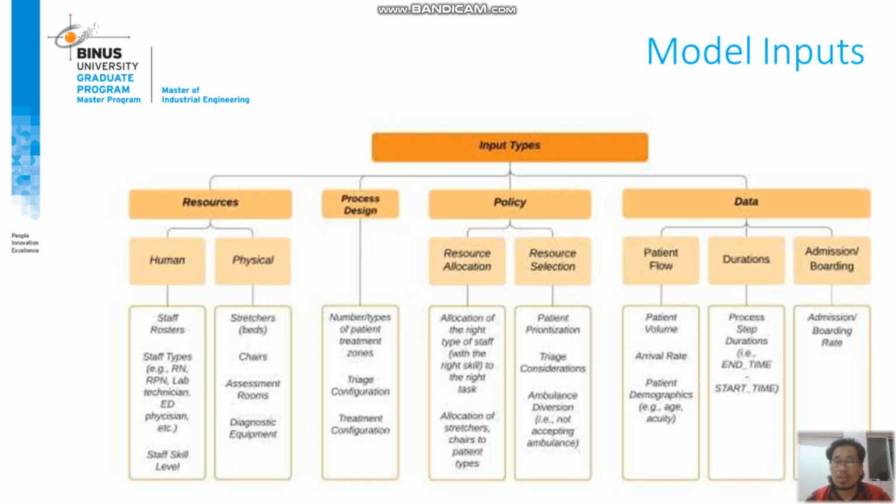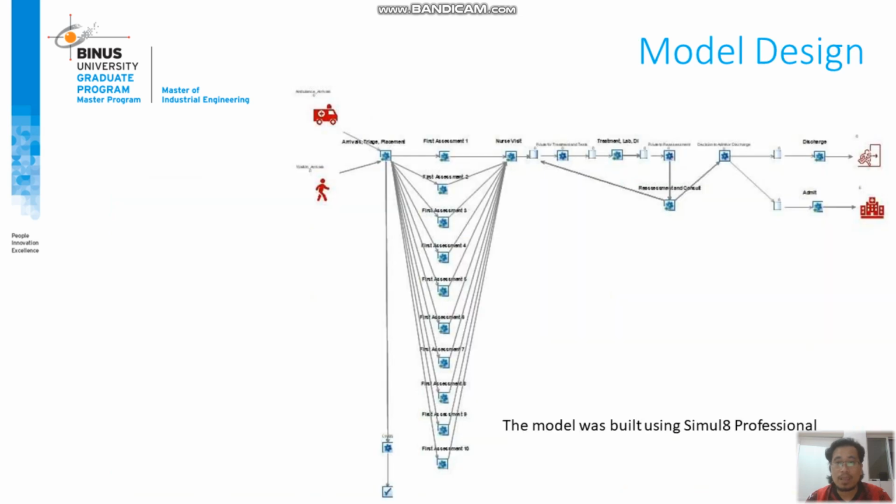So these are the model inputs to run this process. If we can see here, there are four input types: resources, process design, policy, and data. We can go through them after, to continue the model inputs. So this is the model design. This model design was built by using Simul8 Professional.